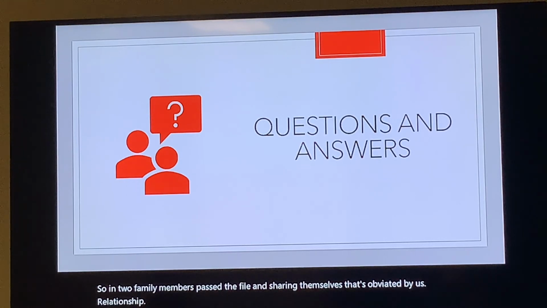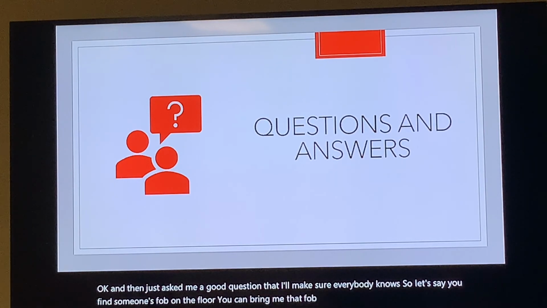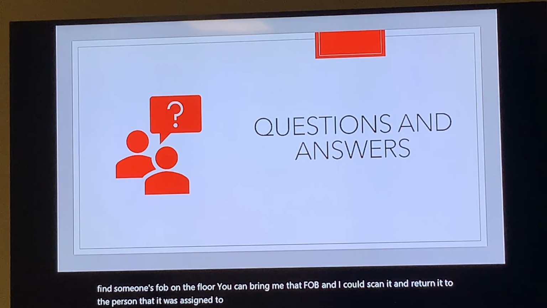Mary Ellen just asked me a good question that I'll make sure everybody knows. Let's say you find someone's fob on the floor. You can bring me that fob and I can scan it and return it to the person that it was assigned to. So turn it in, I'll scan it and return it. Return to desk.